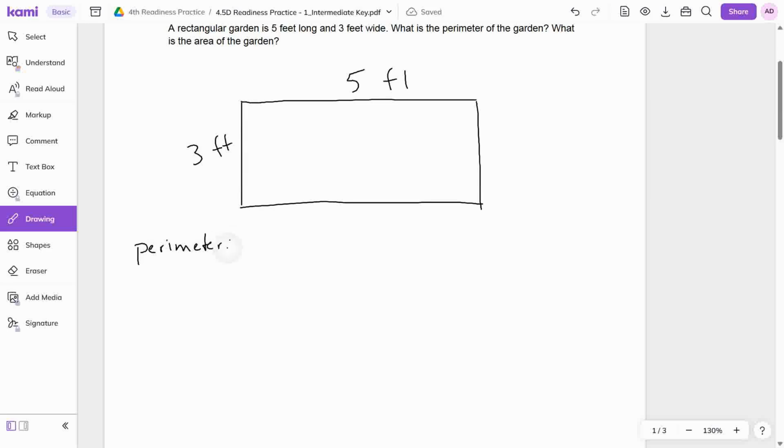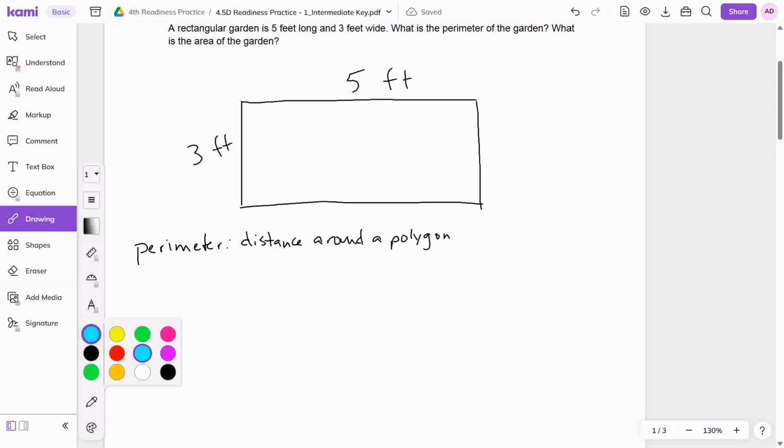The perimeter is the distance around a polygon. A polygon is a two-dimensional shape that is closed and has straight sides, no curves. So what is the distance around? Well, we need to know that the length here is 5 feet. That bottom is also that same distance. So if the top is 5 feet, then the bottom is going to be 5 feet. And if the left side, the width, is 3 feet, we could bring this over here. We could say that's also 3 feet.